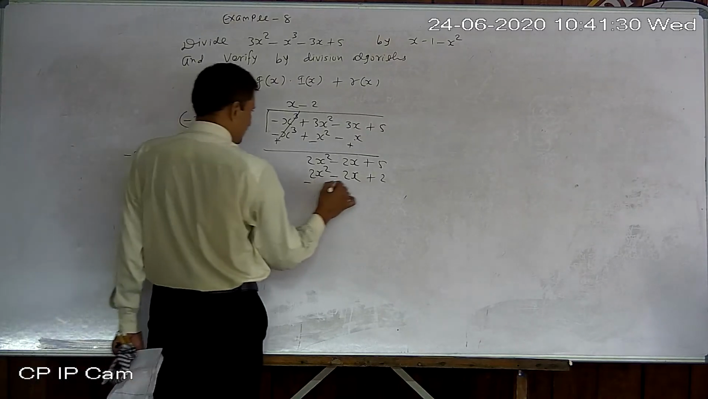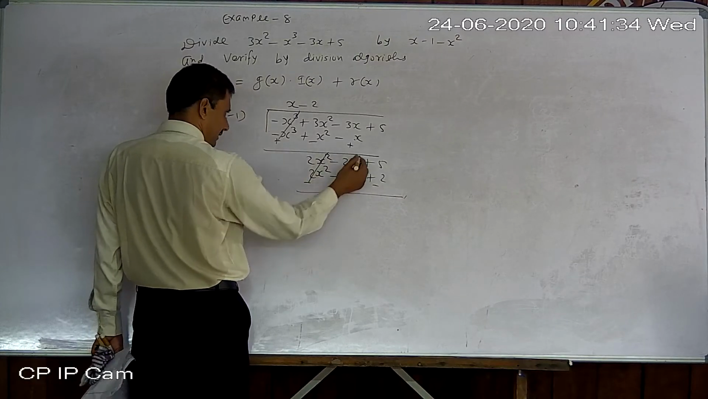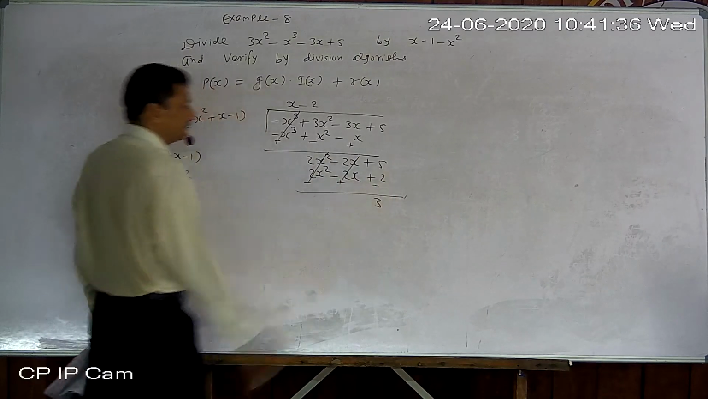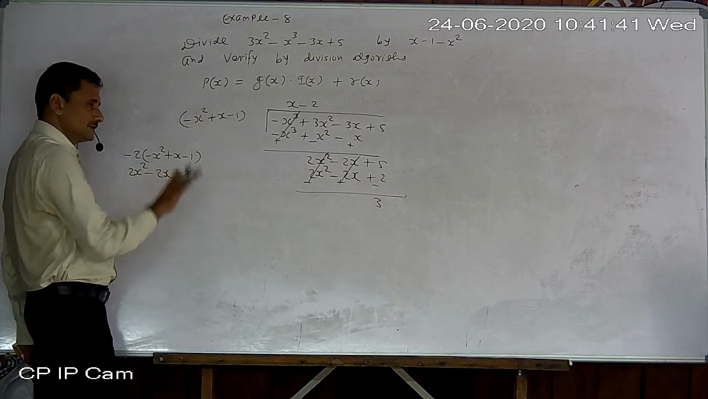Now sign opposite. Equal and opposite terms, again equal and opposite terms, 5 minus 2, 3, 3 remains. Okay, it is not given that it is a factor. Just division sum is that.